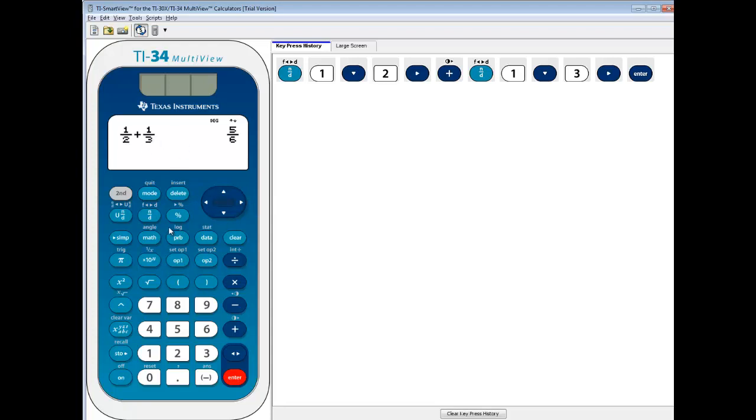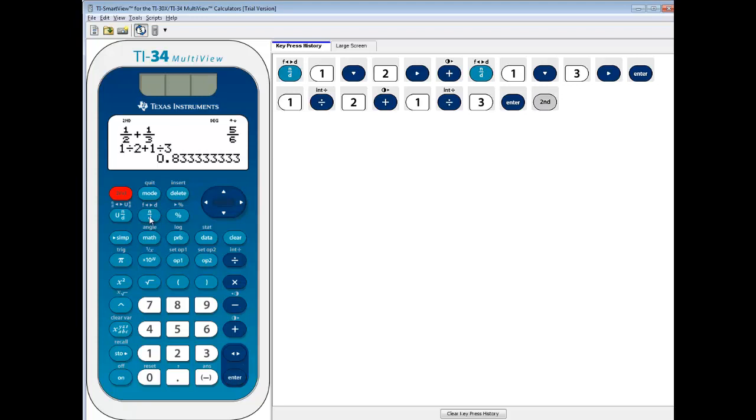You can freehand put this in. What I mean by that is not use the fraction button, but just simply put in 1 divided by 2 plus 1 divided by 3, and press enter. Now we get a decimal, and we want to change that to fraction form. You see we've got the FD above the fraction button, so we do second, and then push the fraction button, and then press enter, and that'll change our decimal to fraction.